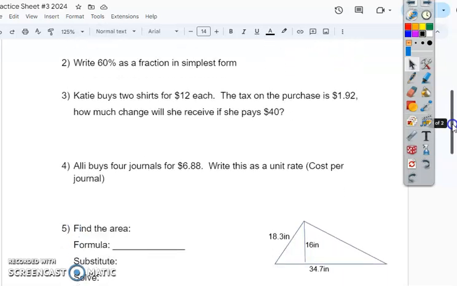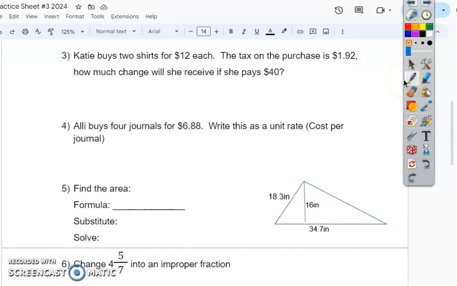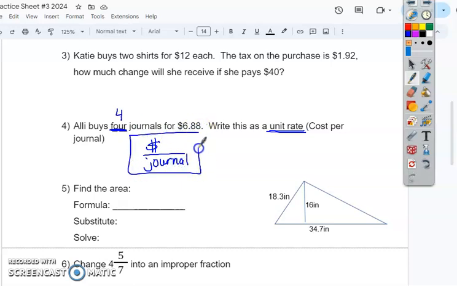Number 4. Allie buys, and again, here we go again, 4 journals for $6.88. Write this as a unit rate. We talked about unit rates over and over this past week. And it says cost per journal. So remember, to find a unit rate, you divide. We're finding cost per journal. So you'll be able to put your number in there. Don't just put a number. Put it here so that it will be a unit rate.